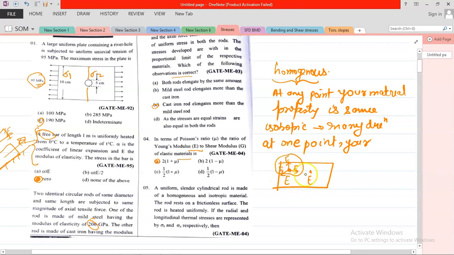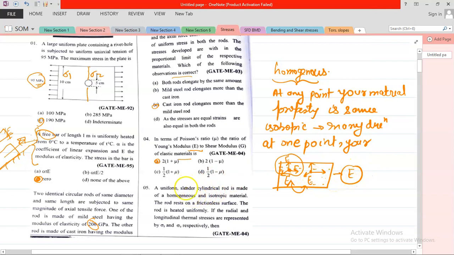And if at 2 points the value is the same, it is called homogeneous. When it is homogeneous and isotropic, then at this point it is E, and here also E. So at every point and in every direction the value is your Young modulus. I hope this is clear to you.